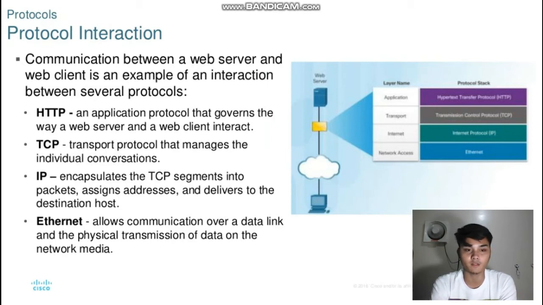TCP is a transport protocol that manages the individual conversations. IP encapsulates the TCP segments into packets, assigns addresses, and delivers them to the destination host. Ethernet allows communication over a data link and the physical transmission of data on the network media.